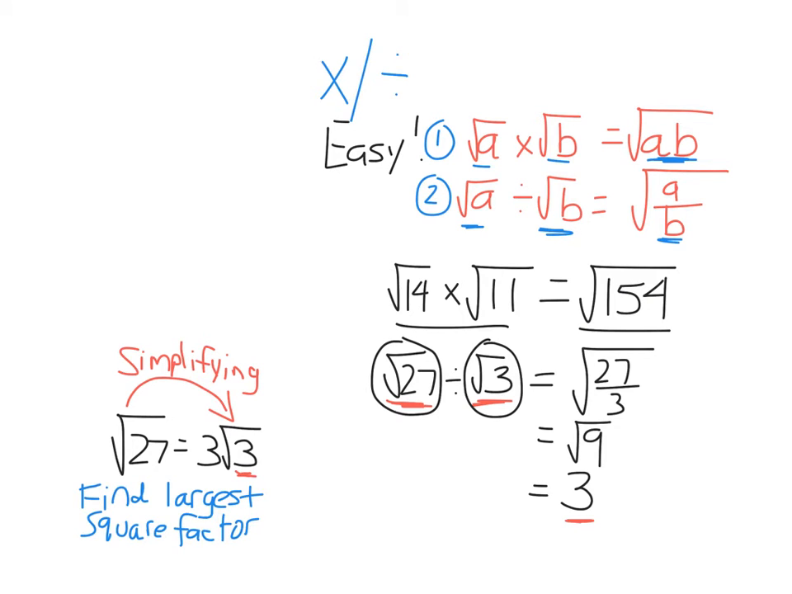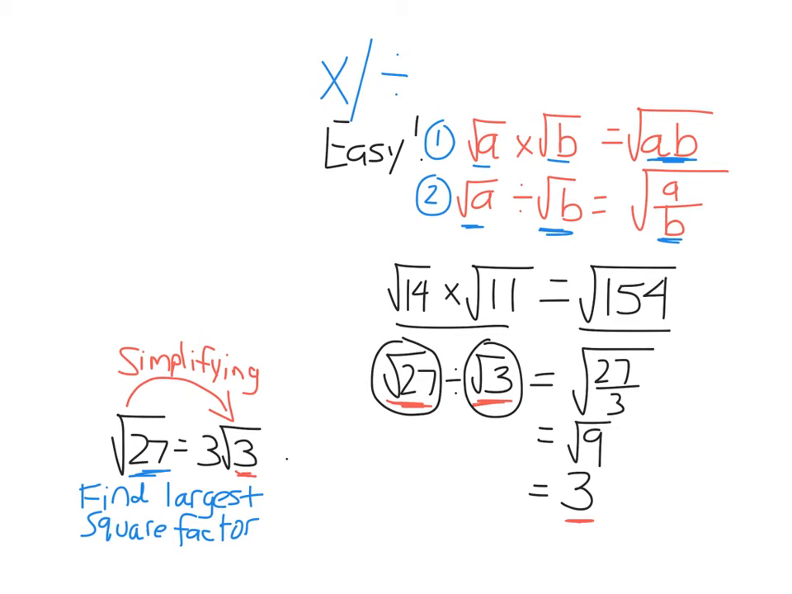So in order to simplify a surd, what we need to do is find the largest square factor, the largest number that goes into the original number in the surd that is a square number. So for 27, we look at which square numbers go into 27. Well, 1, yeah, okay, but 1's not helpful. The next square number is 4. 4 doesn't go into 27, but 9 does.